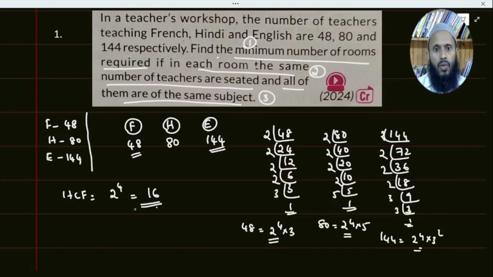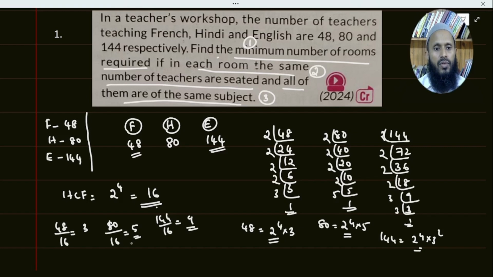Now, what are they asking? Actually, they are not asking the number of teachers in each room which we need to fill. They are asking the minimum number of rooms required. So now, we know that for 48 French teachers, by filling 16 teachers in a single room, we need 3 rooms for French teachers alone. Similarly, for 80 Hindi teachers, how many rooms? By filling 16 teachers in a single room, we need 5 rooms. 80 by 16, which is 5. Similarly, for English teachers, 144 by 16, that is nothing but 9.